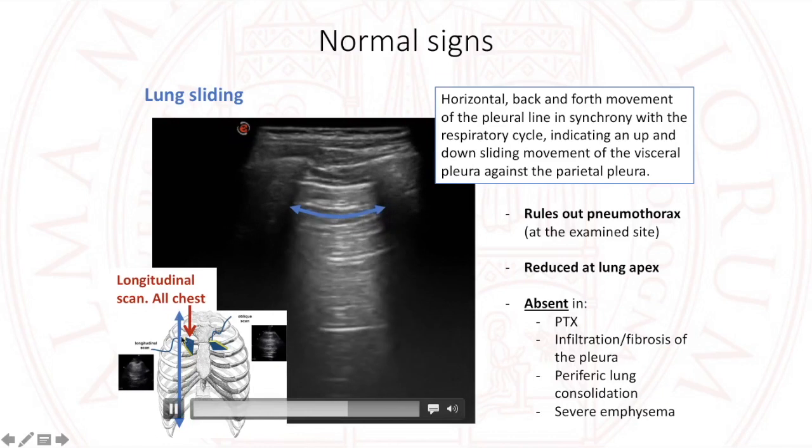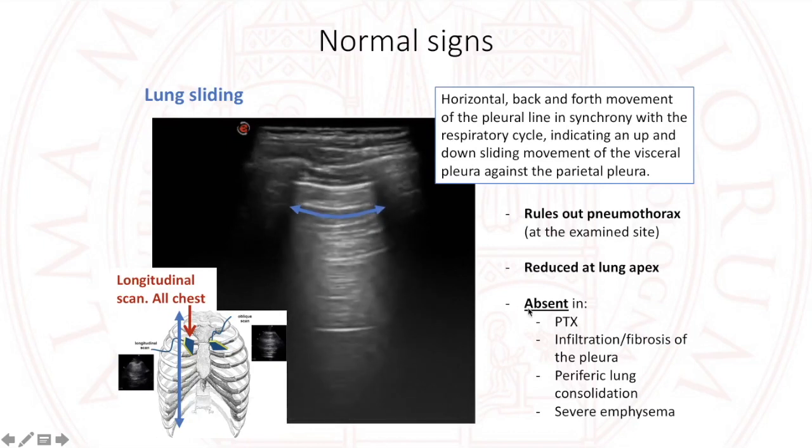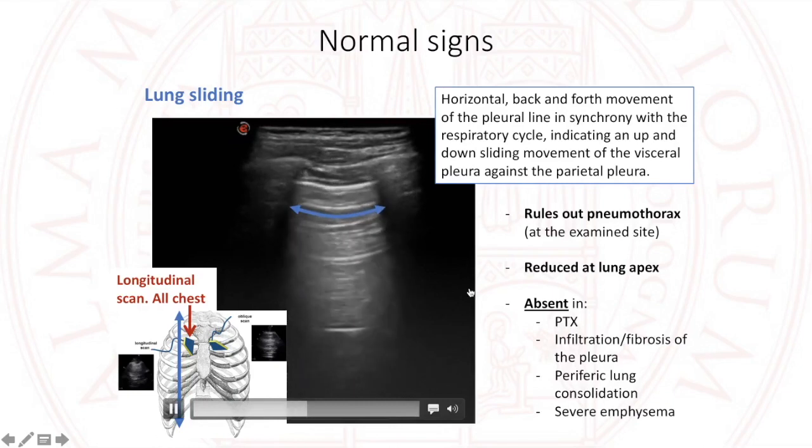Lung sliding can be reduced. This is normally present at the apex of lungs, since they are less movable. It could be absent. Of course, if there is free air under the parietal pleura, we would not see the other pleural layer, the visceral pleura. So in pneumothorax, you wouldn't have any lung sliding. The lung sliding can also be reduced for infiltration or fibrosis of the pleura, or for consolidations, or if the lung is hyperinflated, such as in severe emphysema.